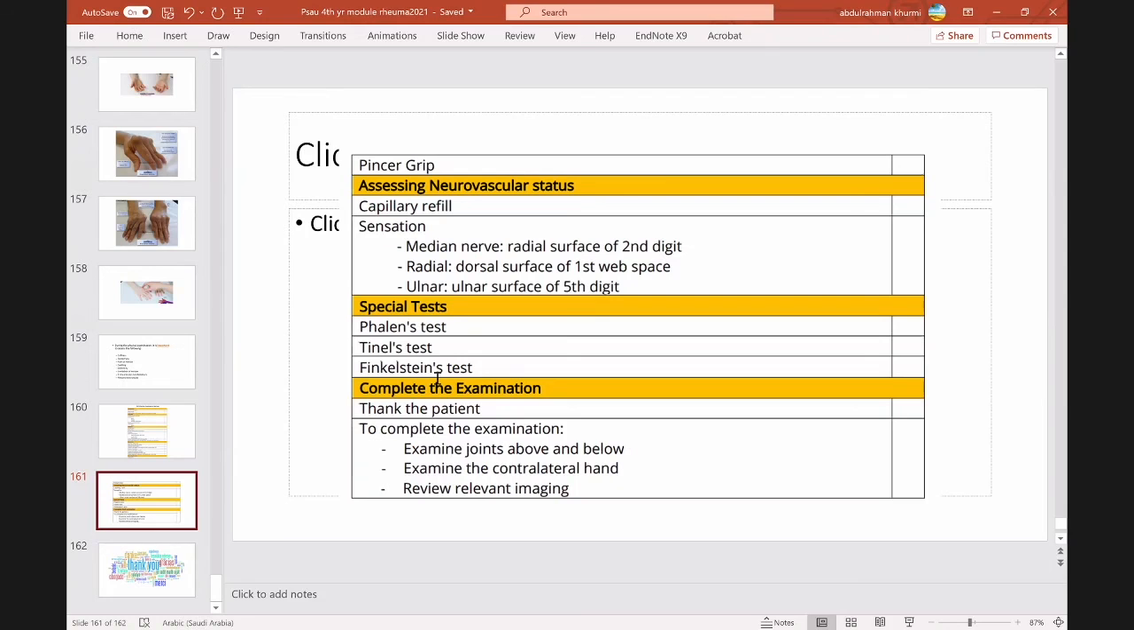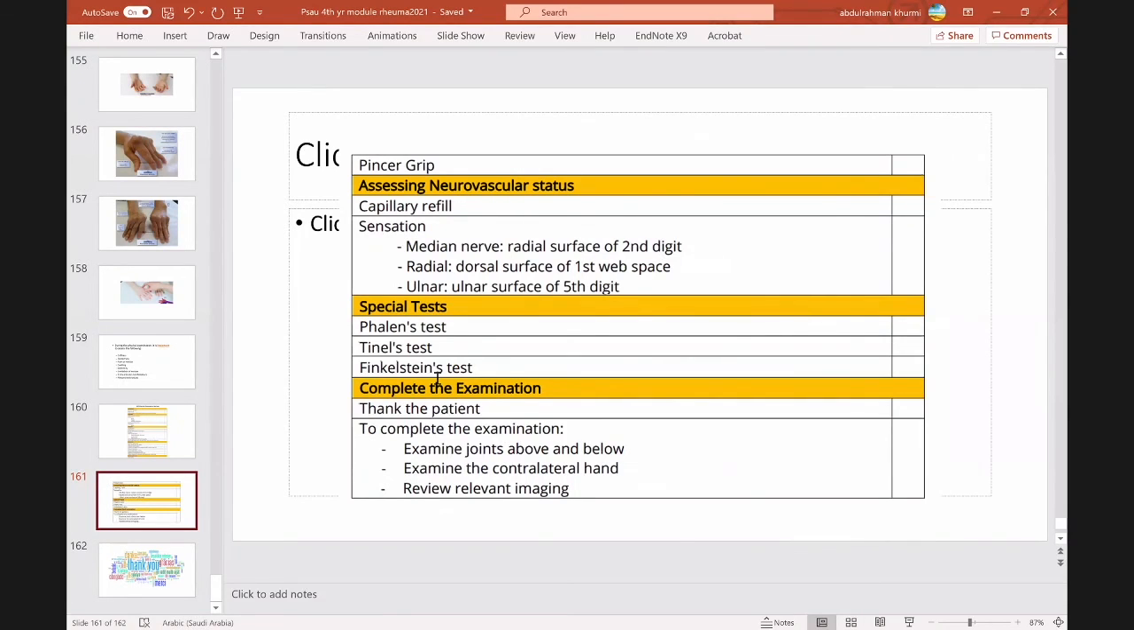Phalen's and Tinel's test. These are seen in what? Carpal tunnel. Median nerve. Tingling sensation. So it's carpal tunnel syndrome. Finkelstein test is seen in what we call de Quervain's tenosynovitis. You don't need to talk about it.